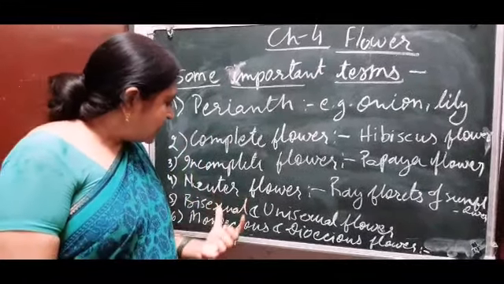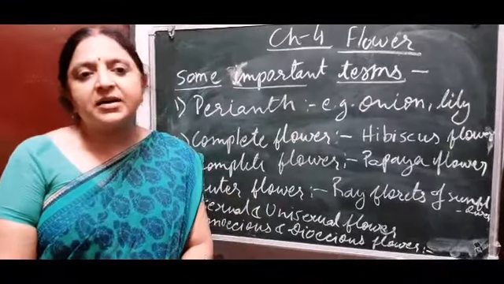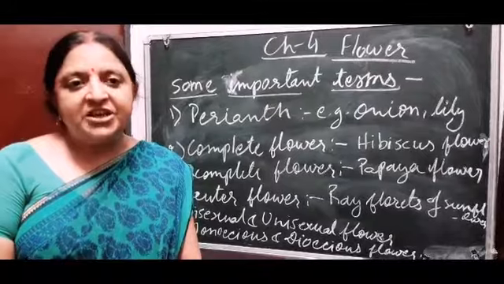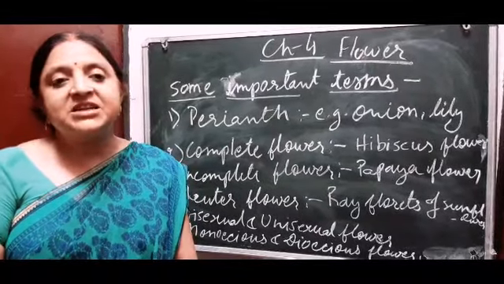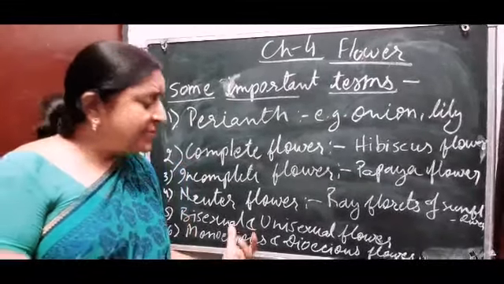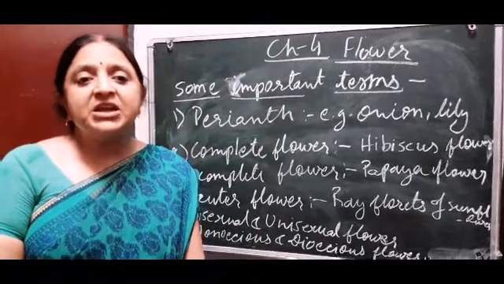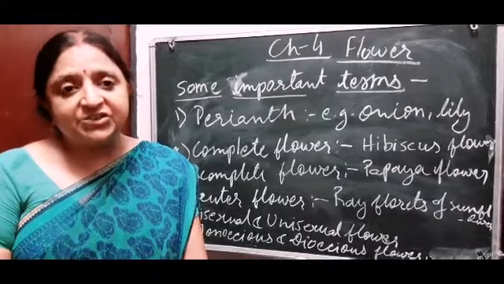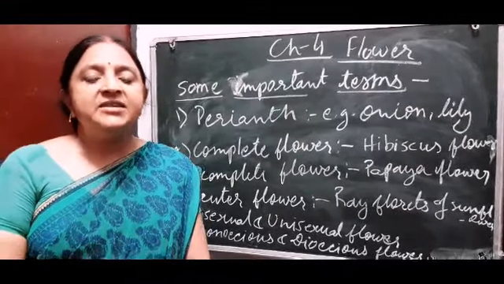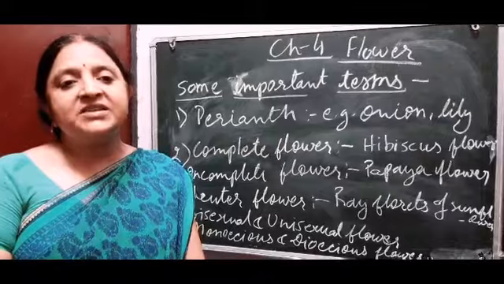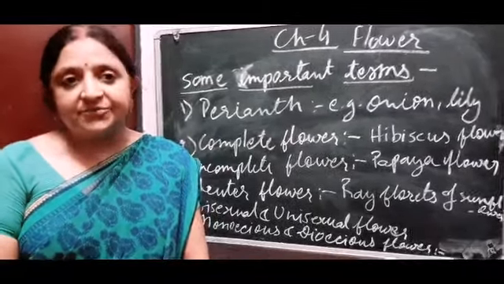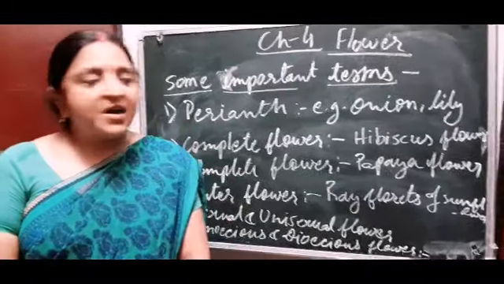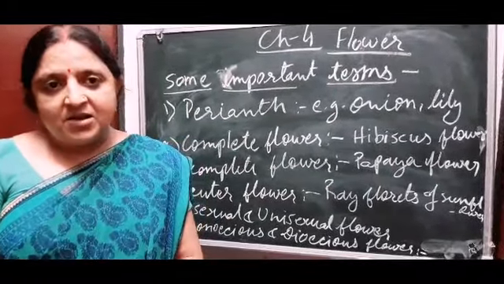After the neuter flower, the next term is the bisexual flower. A flower in which both androecium and gynoecium are present is called a bisexual flower. Another name of the bisexual flower is hermaphrodite flower. The example of a bisexual flower is the hibiscus flower.